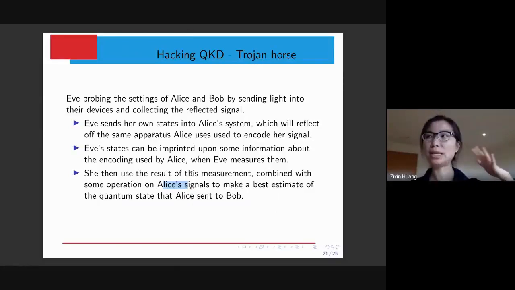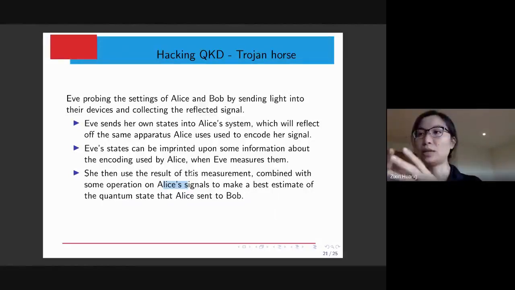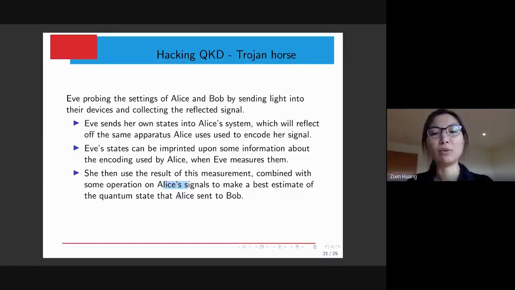So this means Eve has sent light into Alice's device. She retrieves her own states, then makes a best guess on Alice's preparation basis. And then in combination with this guess, she can measure Alice's state or perform some sort of operation on Alice's state. Now these are the states from which they want to do key distribution. So when combining those, she can make a best guess on what Alice's encoding states are, hence find out what Alice has sent to Bob. So if she knows what Alice has sent to Bob, she can definitely find out what the key is.